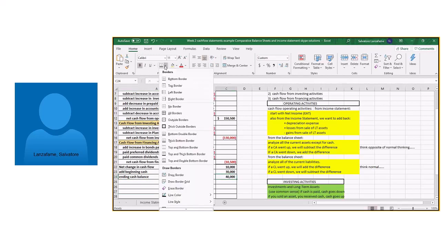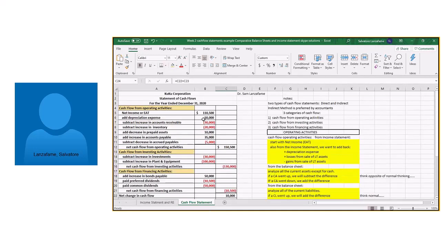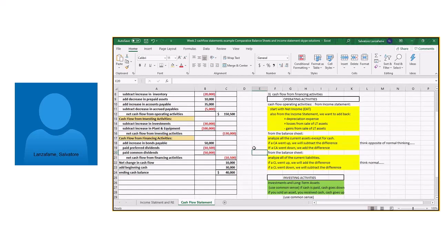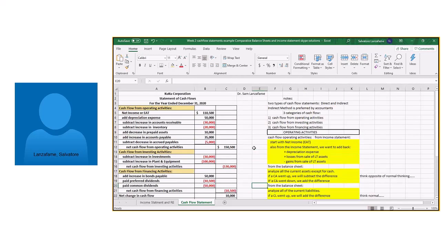And let's clean it up a little bit. Double lines. We need the first number in each column gets a $, and final answer gets a $. And that's your cash flow statement. Okay?